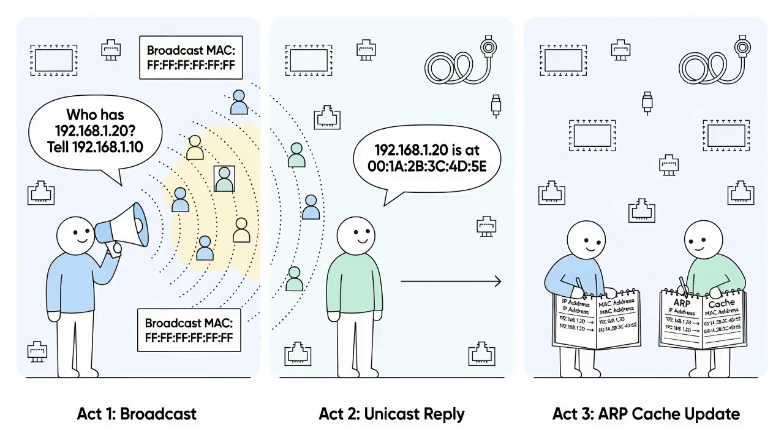The sender broadcasts an ARP request asking who owns the target IP. Every device on the segment hears it, and only the owner responds with a unicast ARP reply carrying its MAC. Both sides then store the mapping in their ARP cache.